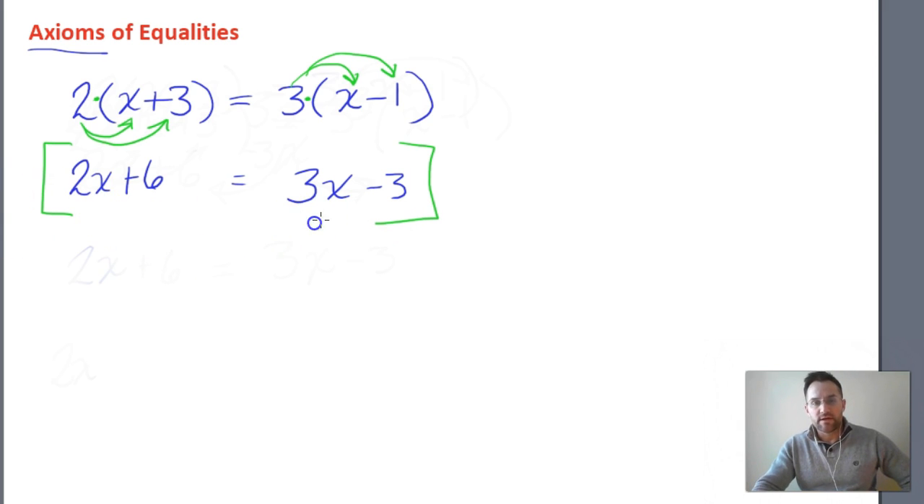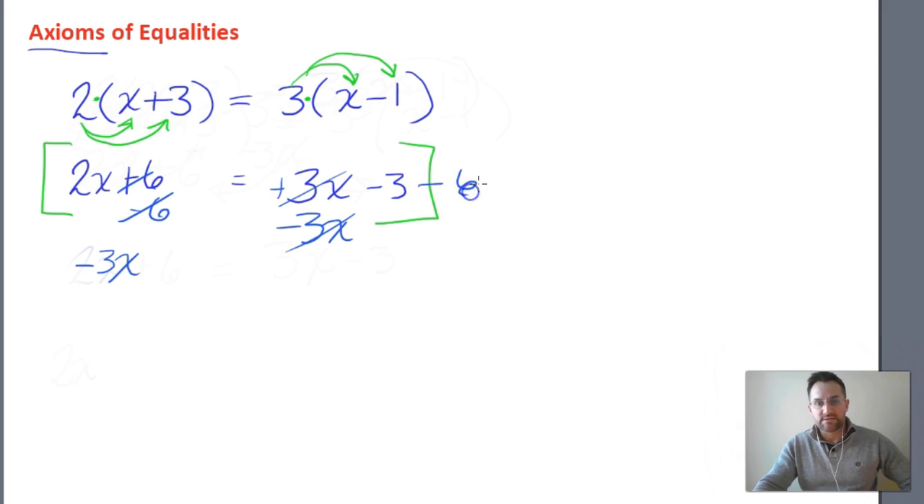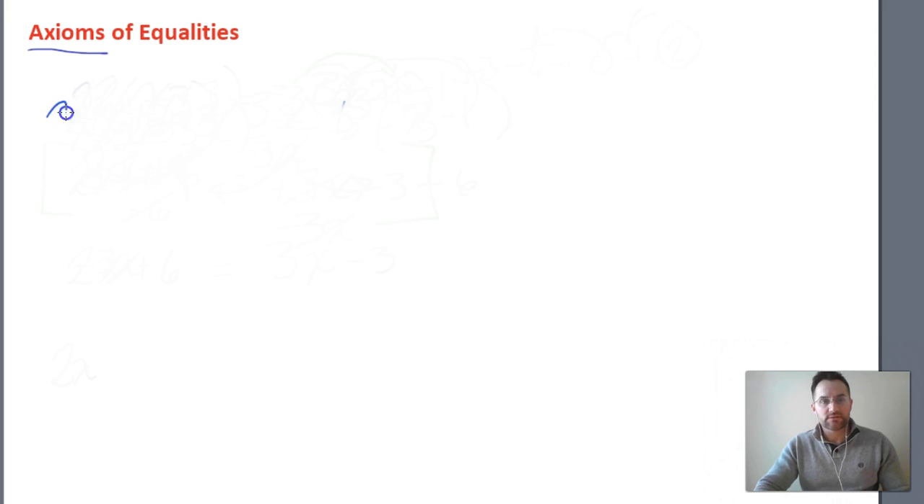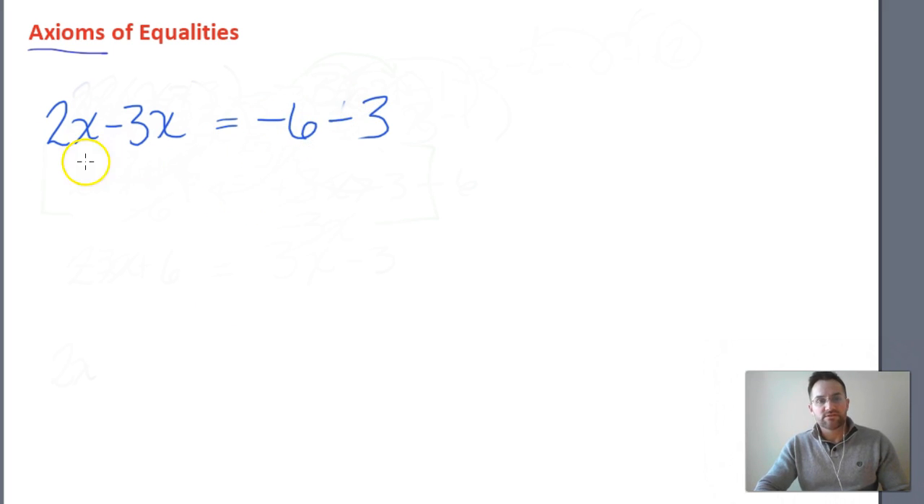So we have negative 3x, right? Because this is a positive 3x. So if we subtract 3x from this side, we can cancel it out. So we're going to subtract 3x from the other side. So we're going to bring that negative 3x over here. We're going to subtract 6 from this side to cancel it. But we also have to subtract 6 from this side, right? So what we end up with is 2x - 3x equal to -6 - 3.